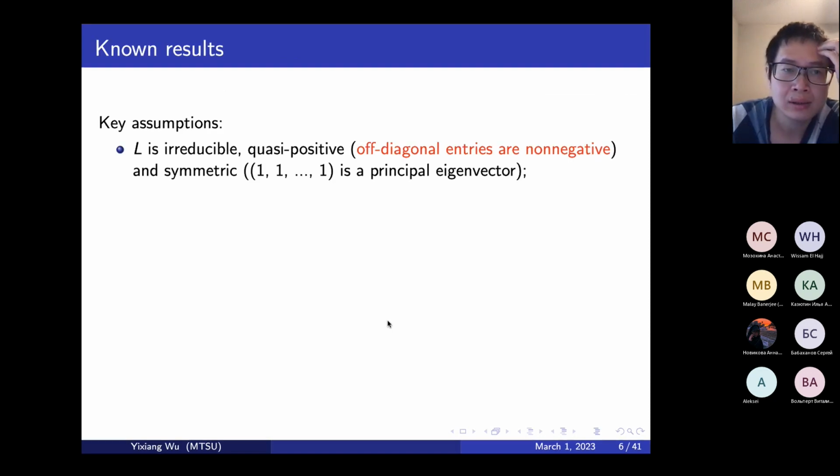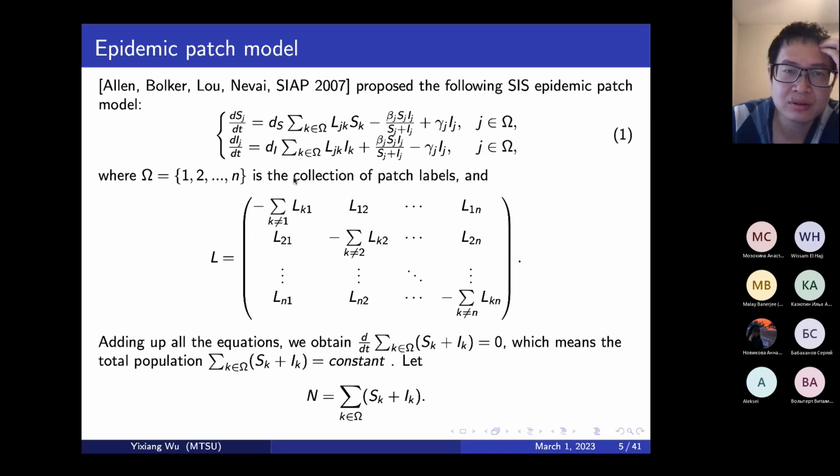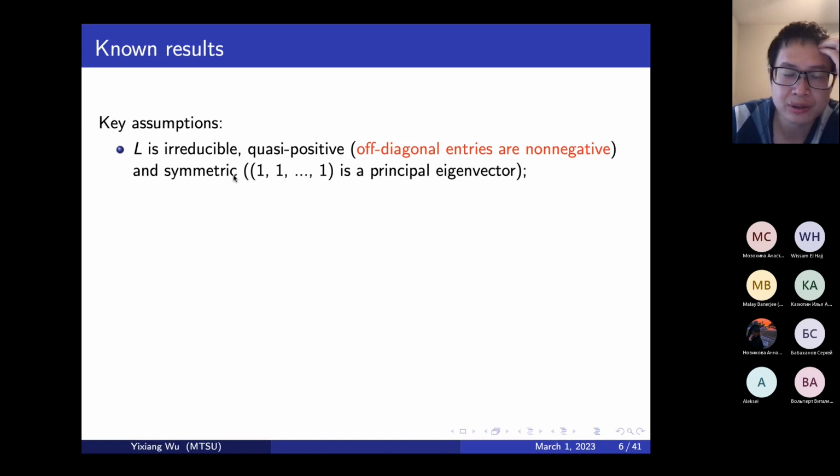Well, for this model, usually we assume L is irreducible, quasi-positive. Quasi-positive means off-diagonal entries are non-negative. Well, in this paper, they actually assume the matrix is symmetric.